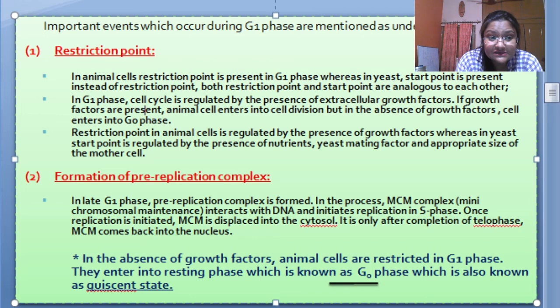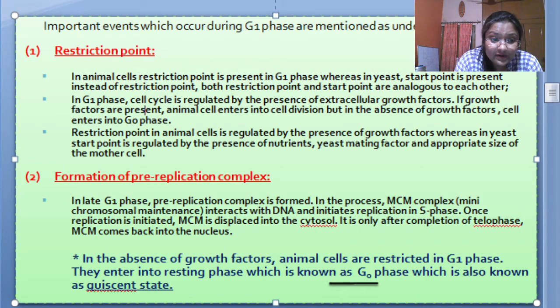So MCM, which is mini chromosome maintenance protein, helicase and helicase loaders and all, interact with DNA and initiate replication in S phase. Now, because the replication has been initiated, MCM is not required. MCM is required for only initiation. So when initiation has occurred, the MCM will be displaced into the cytosol. And after completion of telophase only, it will come back into the nucleus. Right? All these things are occurring in the nucleus.